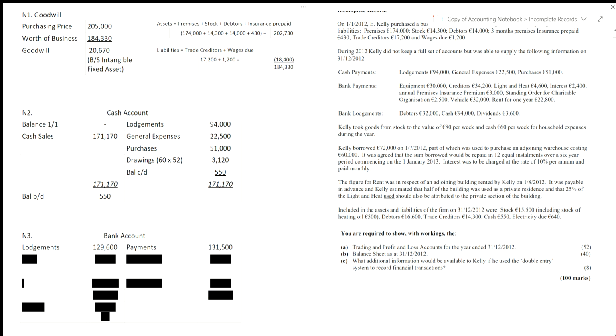It's money in. So that's money into my bank and I'm putting it on the debit side. Bank payments is money out of my bank, so I'm putting that on the credit side. And there is a list of them here: equipment, creditors, light and heat, interest, insurance, charity, vehicles, and rent. If you add up all of those figures, it'll come to 131,500. So that's my total payments, and this is my total lodgements.